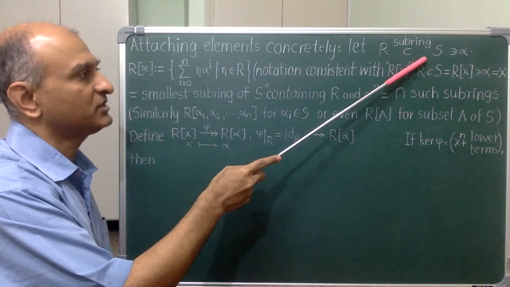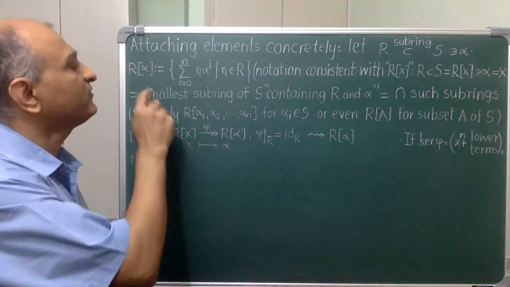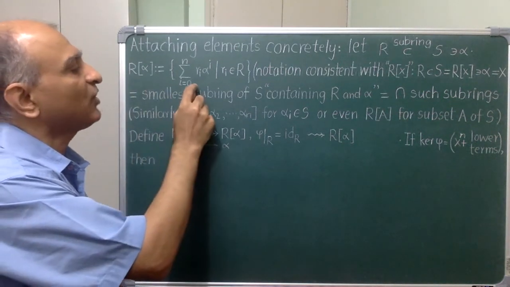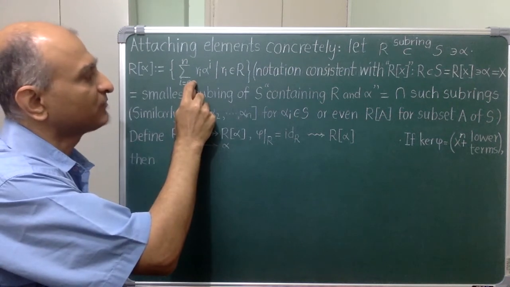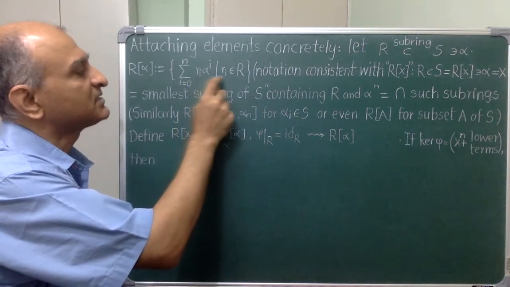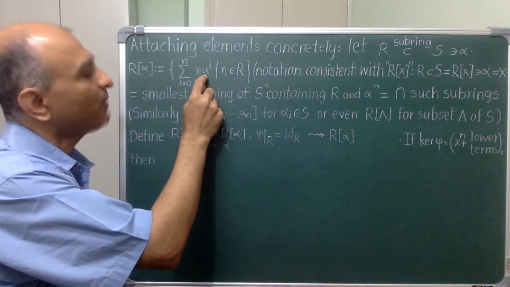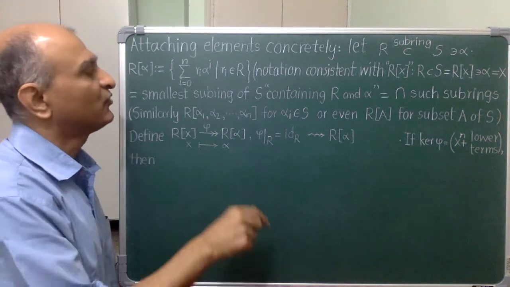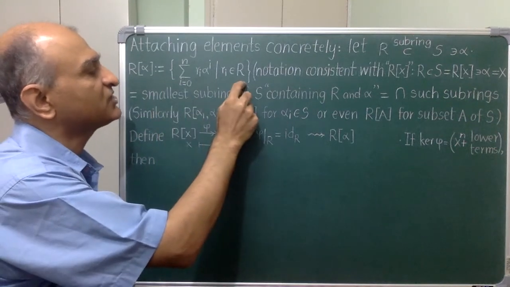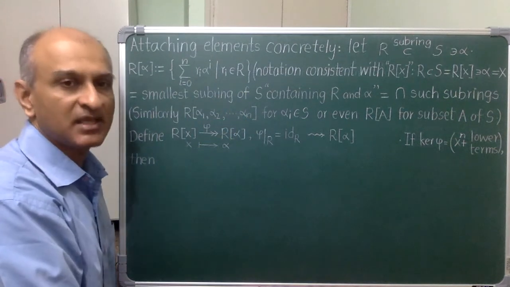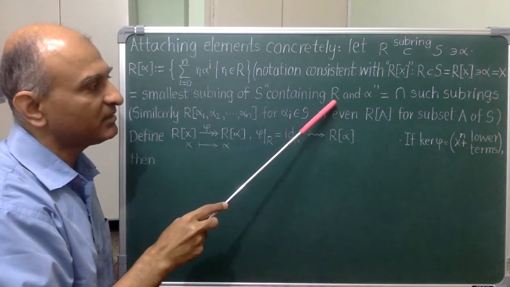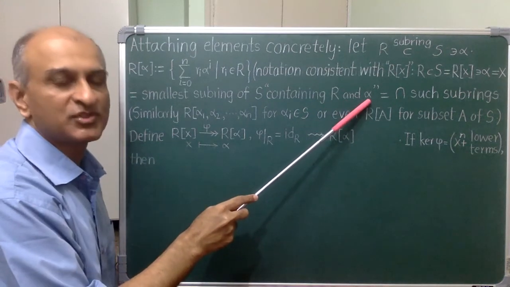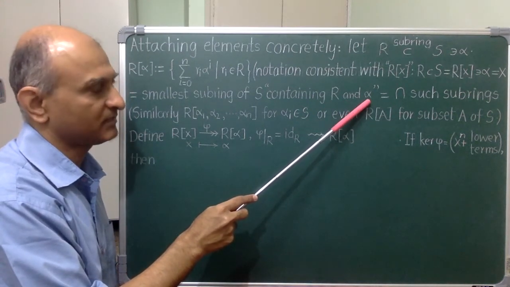In this situation, I define R adjoined with alpha to be the set of finite sums of elements of the type something in the ring times a power of alpha. You should check a few things quickly. First, this set does form a ring. It is the subring of S generated by R and alpha. So the smallest ring containing both of these.